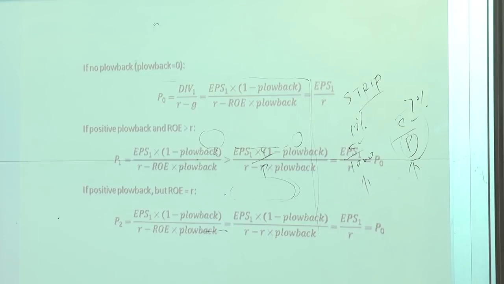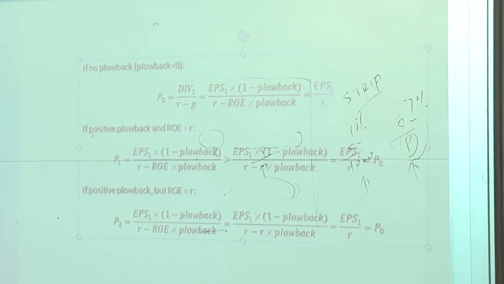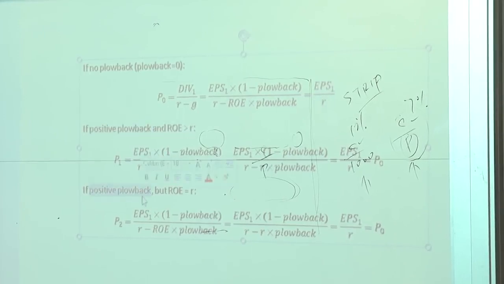So let's look at this. If there's no plowback, all income is paid as dividend, right? So your price should just be your income divided by R. So that is easy. But if there's positive plowback, you plow back some portion of your income, but your ROE is just equal to the investor required rate of return. Okay, the ROE is the same as R. Look at this. Price is the same as P0.